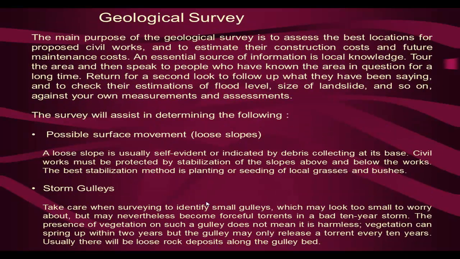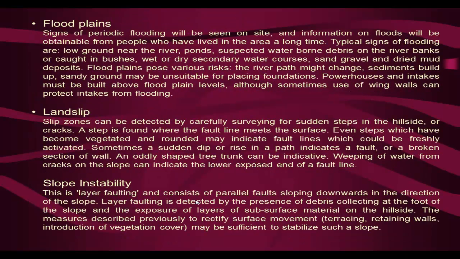2. Storm gullies. Care should always be taken when surveying to identify small gullies which may look too small to worry about, but may nevertheless become forceful torrents in a bad 10-year storm. 3. Floodplains. Signs of periodic flooding will be seen on any site, and information on floods will be obtained from people who live nearby for a long period of time. Typical signs of flooding are low ground near the river, ponds, suspected river pond debris on river banks, or caught in bushes.